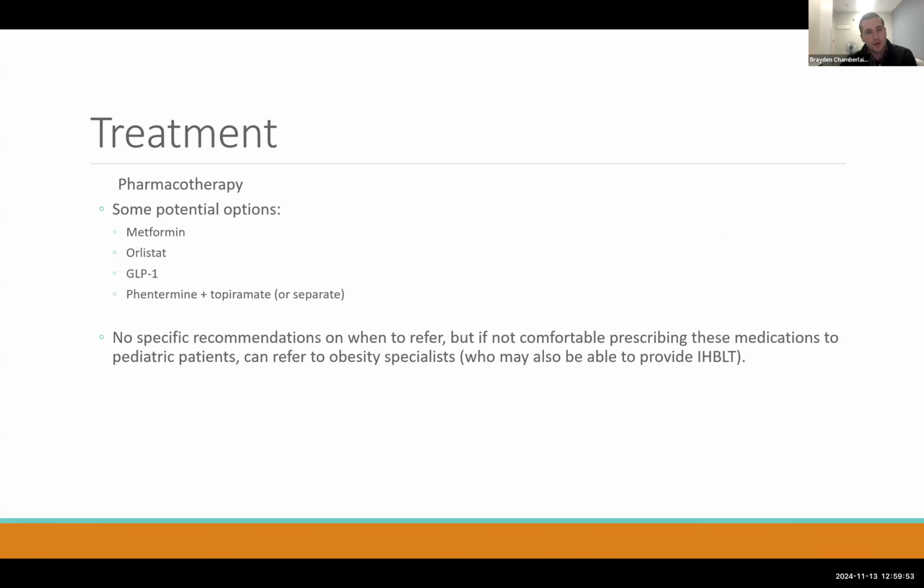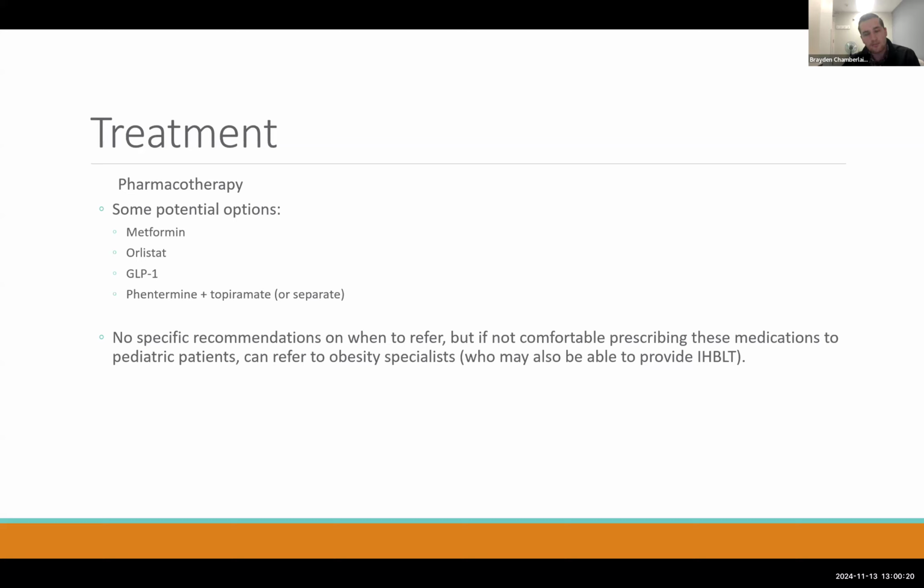So, with that in mind, some of the potential treatment options include things that we should likely be familiar with from adults: metformin, orlistat, GLP-1s, phentermine and topiramate, either together or separate. And obviously that's not the entire list, but those are some of the options that they recommend we might consider.